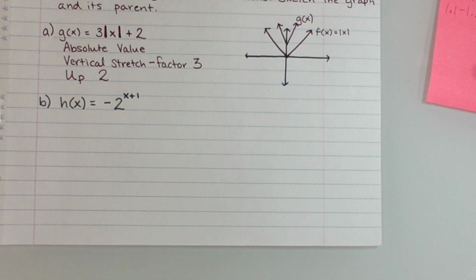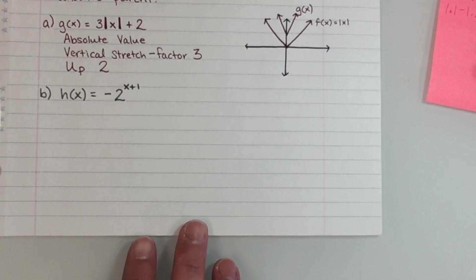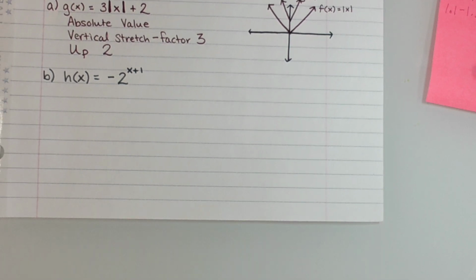Negative 2 to the power of the quantity x plus 1. First off, what family? Notice the variables in the exponent? Exponential.